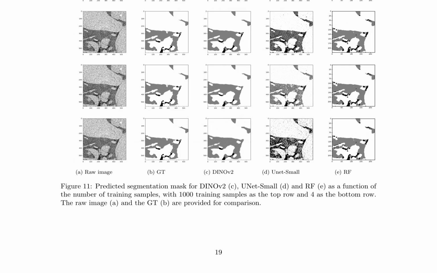Key findings highlight the significance of architecture choice and training sample size in segmentation mask prediction. Specifically, results indicate that UNet small is better suited for tasks with limited training data, while DINOv2 may require larger datasets to achieve optimal performance.